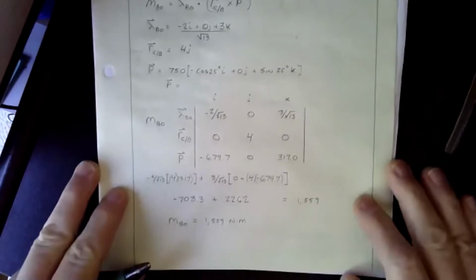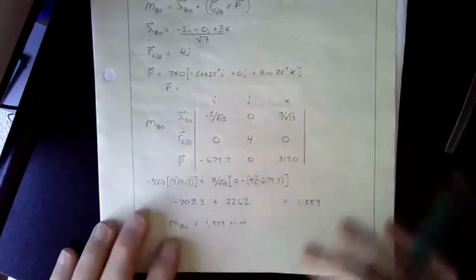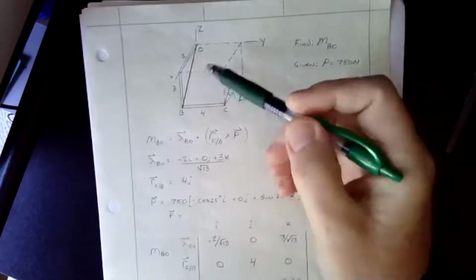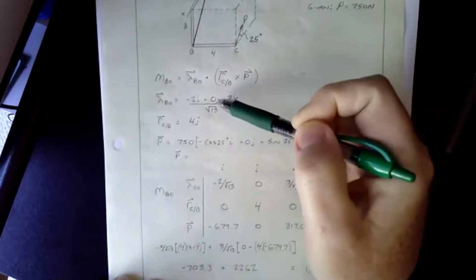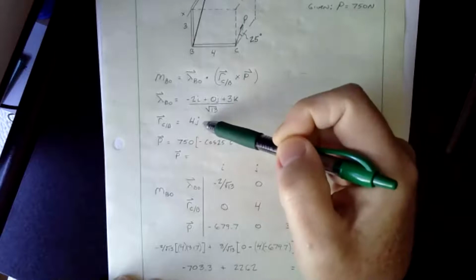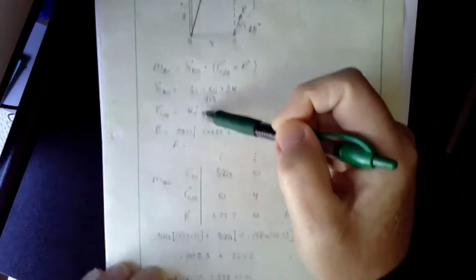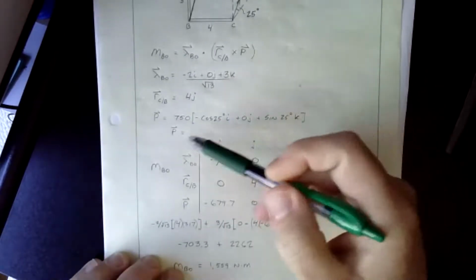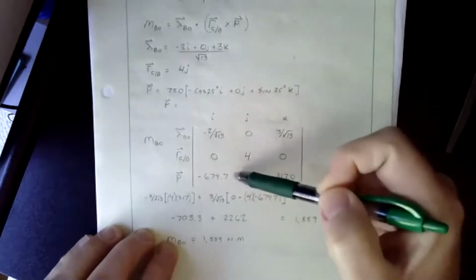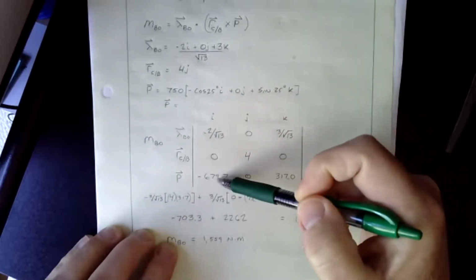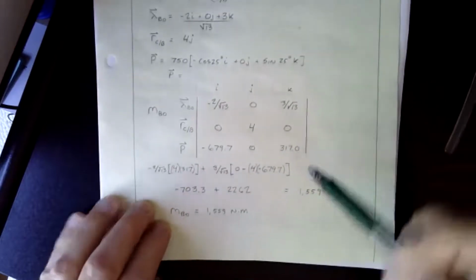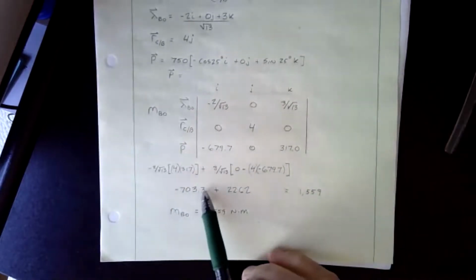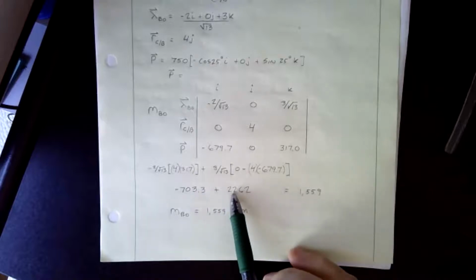So you can see here's the drawing. There's the equation. There's our unit vector. There's our R vector. There's P. I haven't drawn it out yet, but it actually ends up being negative 679.7 and 317.0. So you end up down here with negative 703.3 plus 2262.